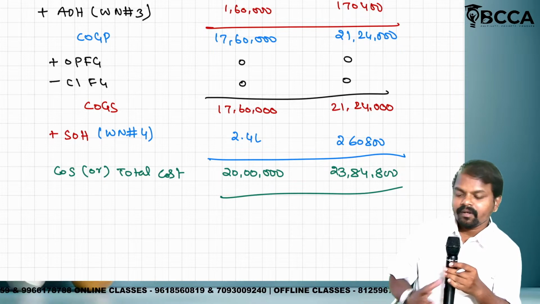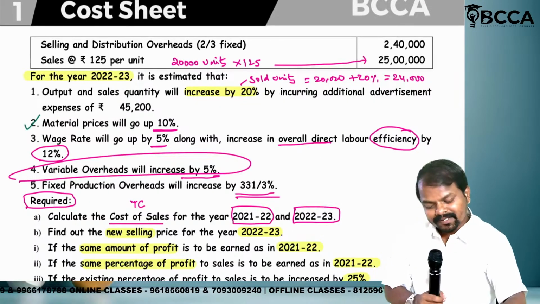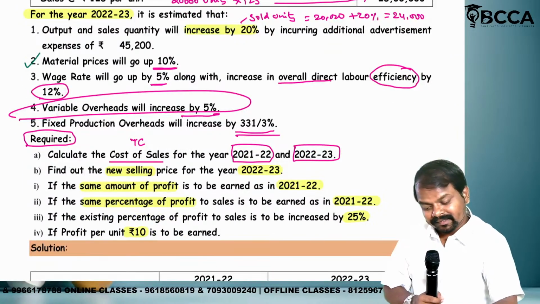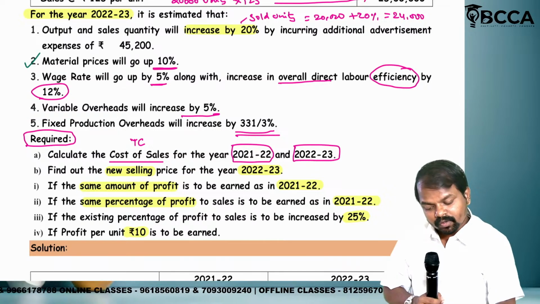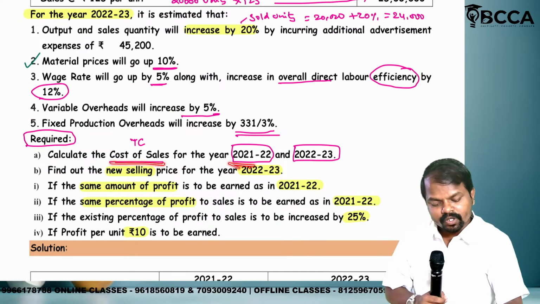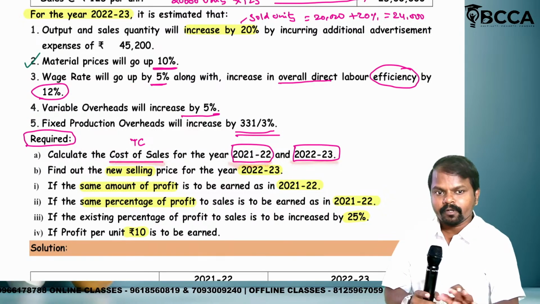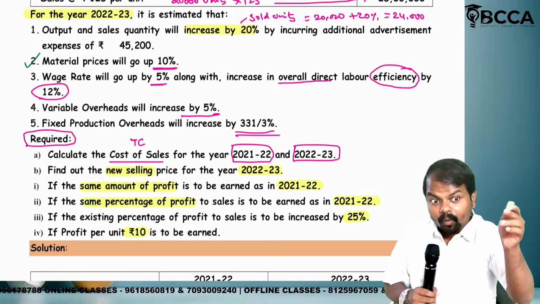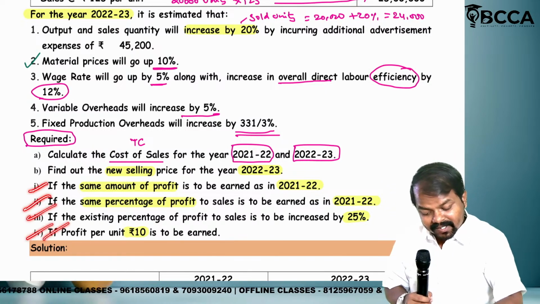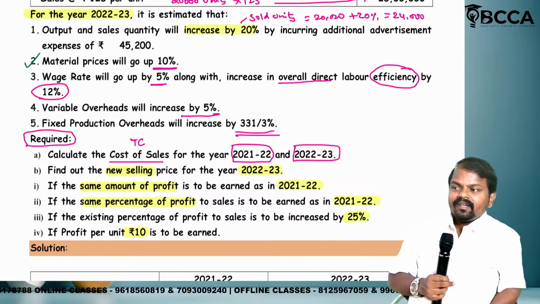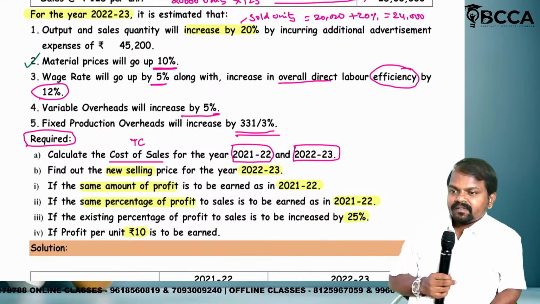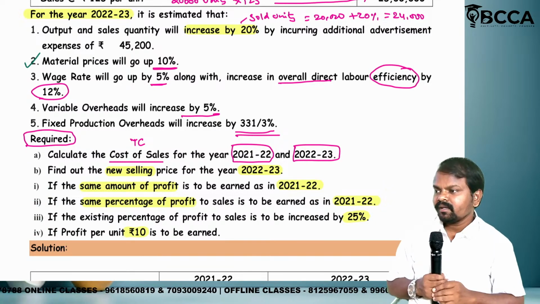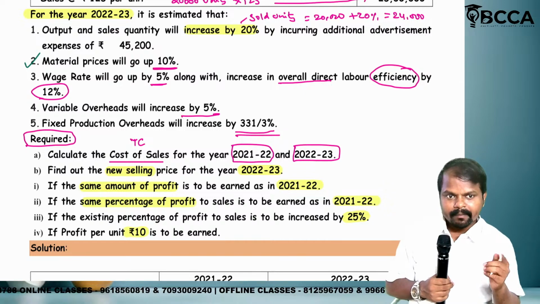What are they asking? They're asking for question number 1, calculate cost of sales, 21-22, 22-23. Up to now we did. In question number B, 4 cases separately we have to solve. In each situation, what is the selling price? Hello, good morning. So before moving into question number B, please make a note.